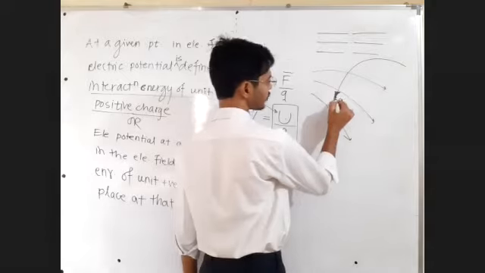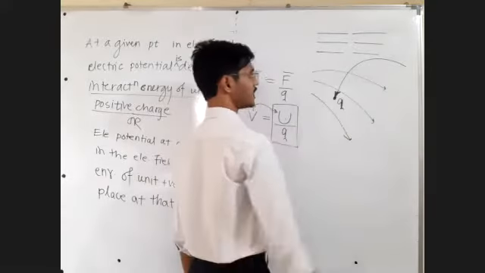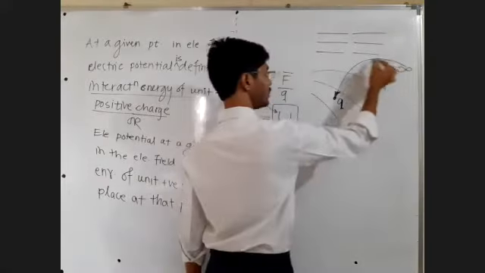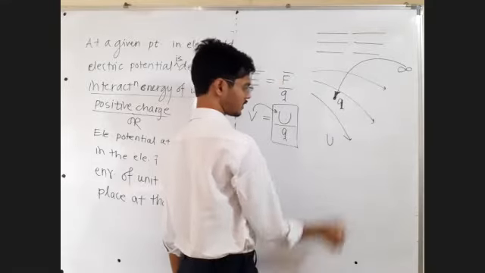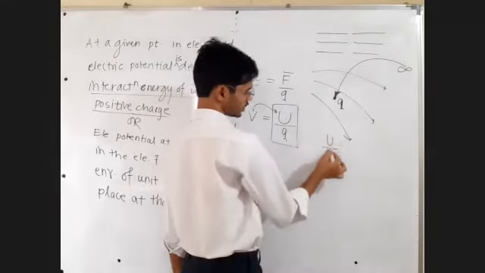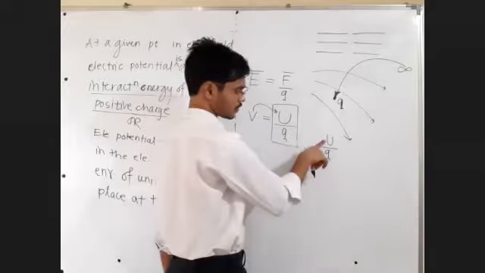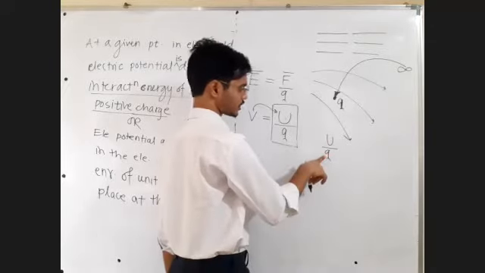So at a given point, if you want to find out the potential, then first of all bring that charge Q from infinity to the given point. Find out the work done or the potential energy. Divide by the charge Q. Potential energy of given charge divided by given charge.